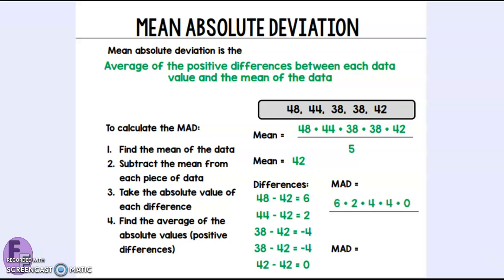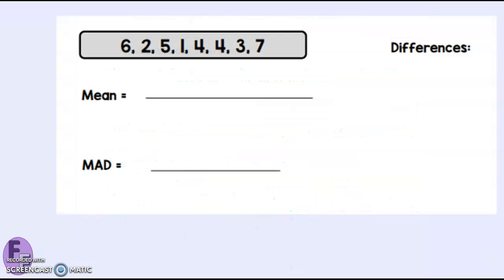So we're going to add 6 plus 2 plus 4 plus 4 plus 0. Again, there are 5 numbers, so we divide by 5. This gives us a mean absolute deviation of 3 2/10. Let's look at another example.